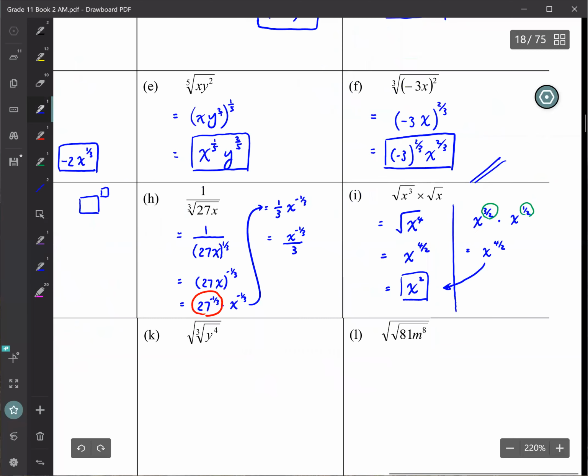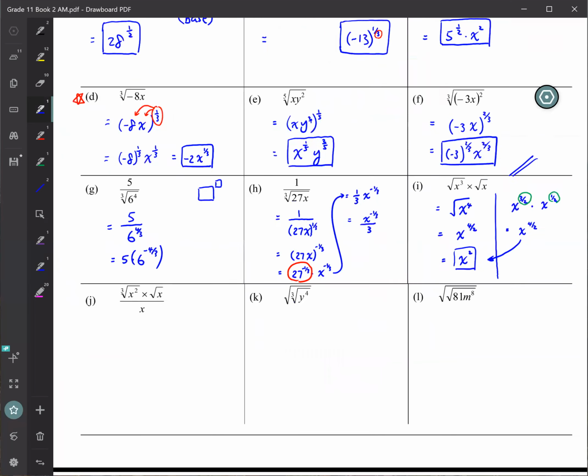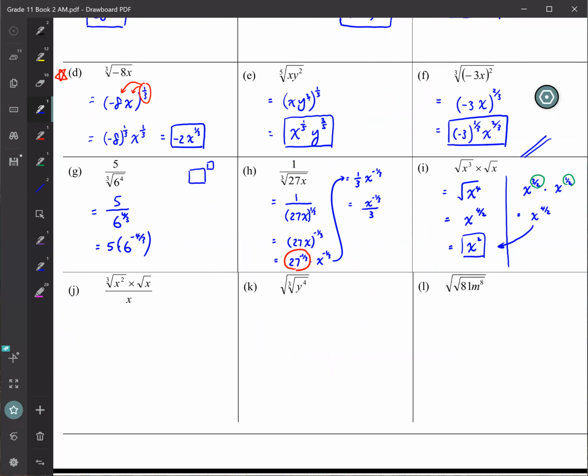Okay, let's look at next one. Okay, question J will be similar to I. Okay, so I'll leave this one by yourself. When you finish I, please raise your hand. Okay.